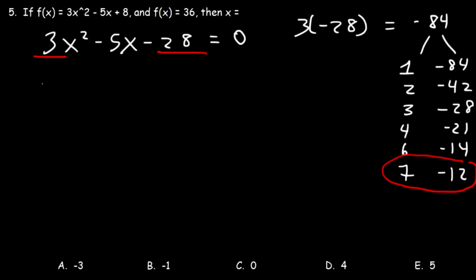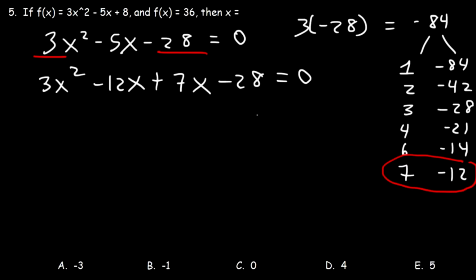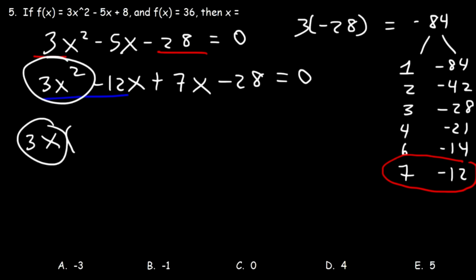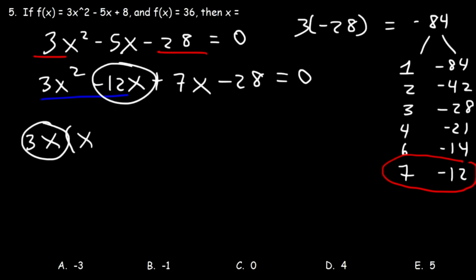Now, what we're going to do at this point is replace negative 5x with negative 12x plus 7x. And then we could factor by grouping. In the first two terms, take out the GCF. The greatest common factor is 3x. 3x squared divided by 3x is x, and negative 12x divided by 3x is equal to negative 4.